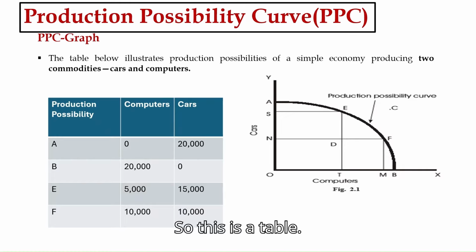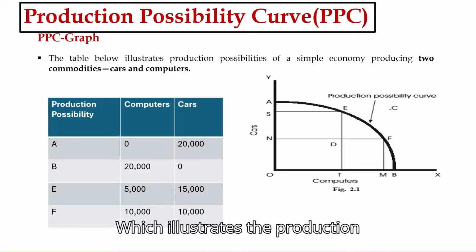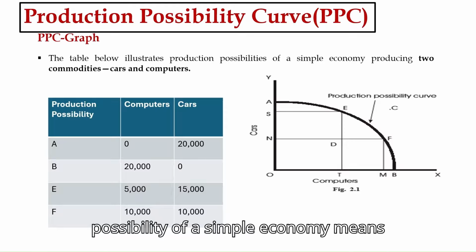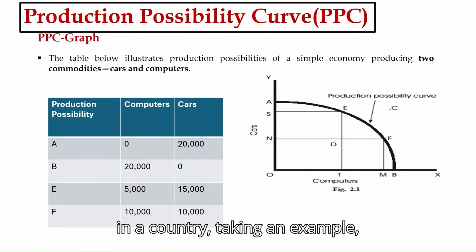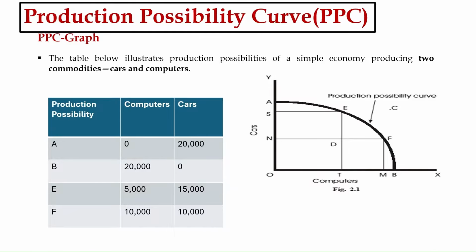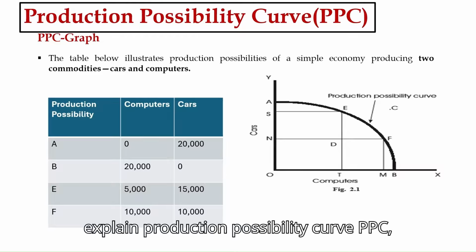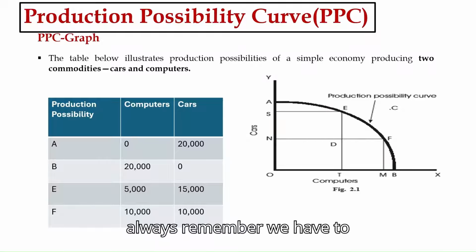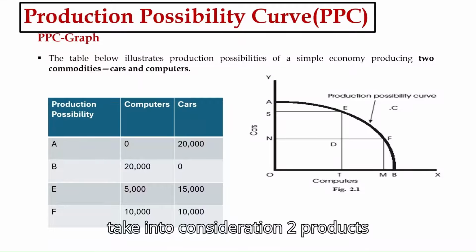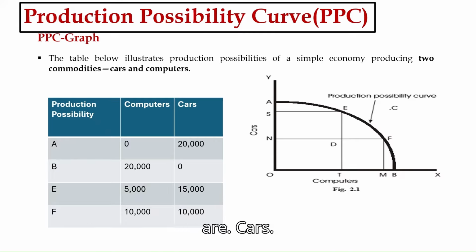So this is a table which illustrates the production possibility of a simple economy, meaning a country, taking the example of producing two commodities. To explain the production possibility curve, PPC, always remember we have to take into consideration two products or two commodities. In our example, the two commodities are cars and computers.